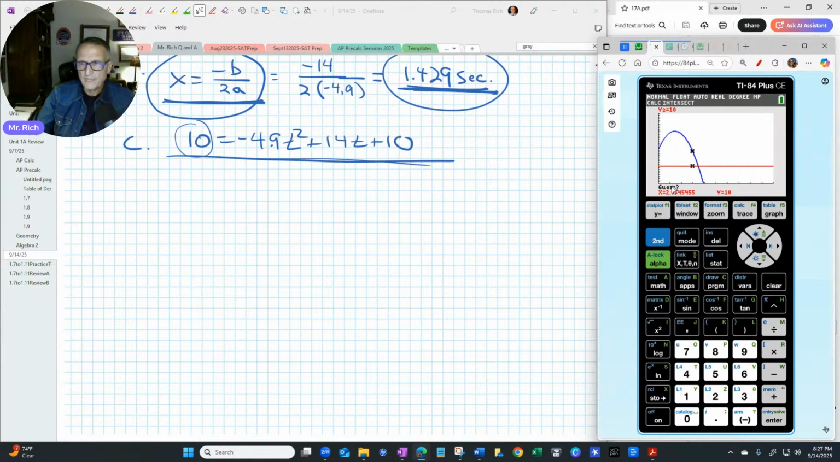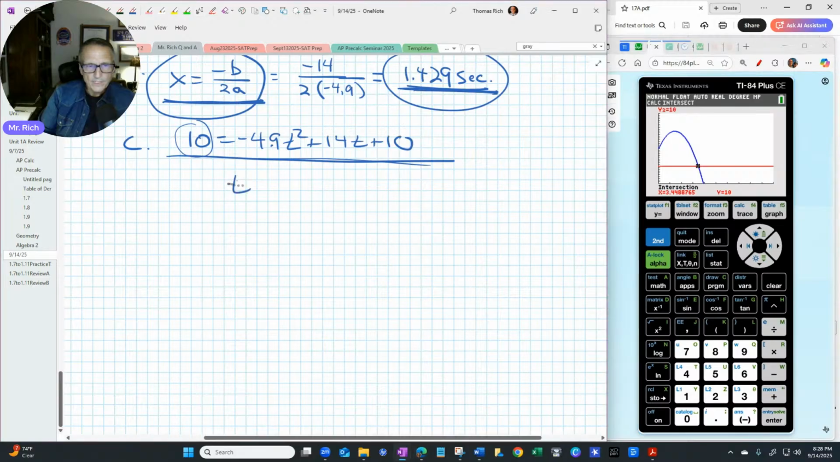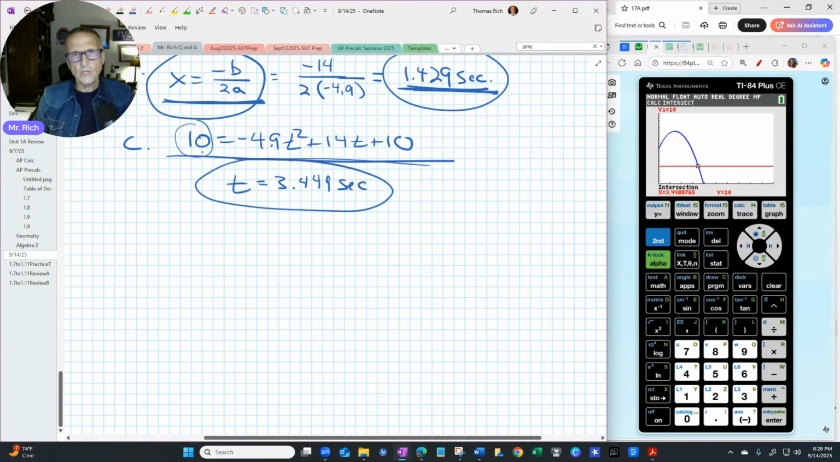And it says, do you want me to guess? Meaning run the algorithm to find that intersection. I hit enter. And there it is. It found the intersection point. So the solution to this equation is t is equal to 3.449 seconds. That's the answer. So I used a graphing approach there.